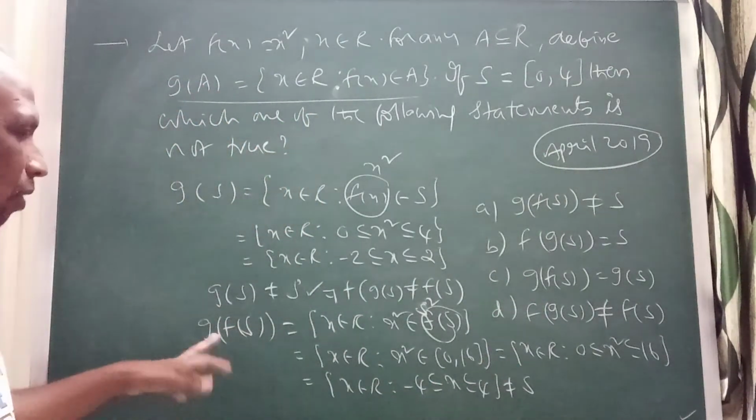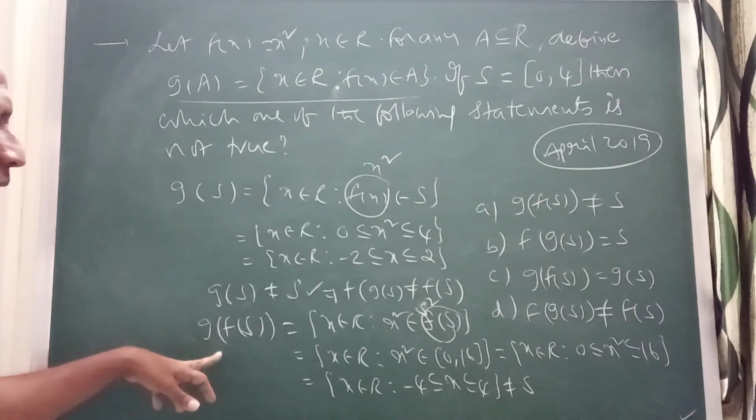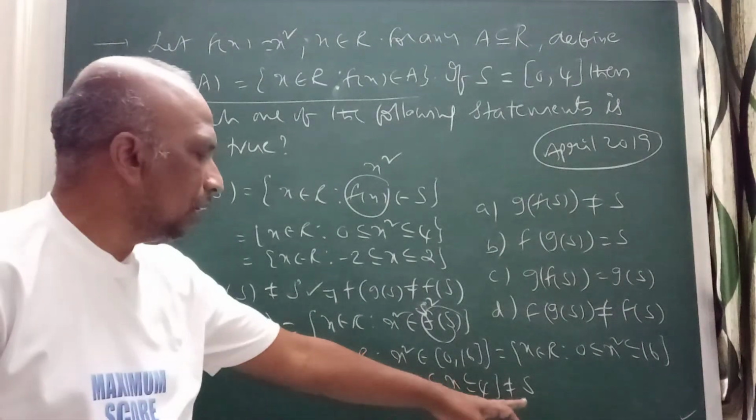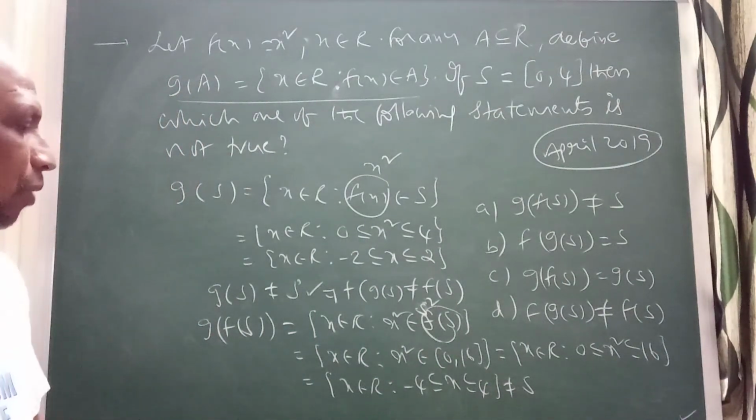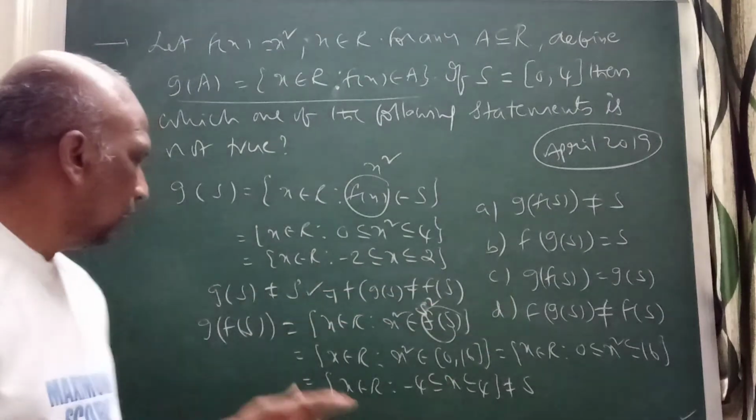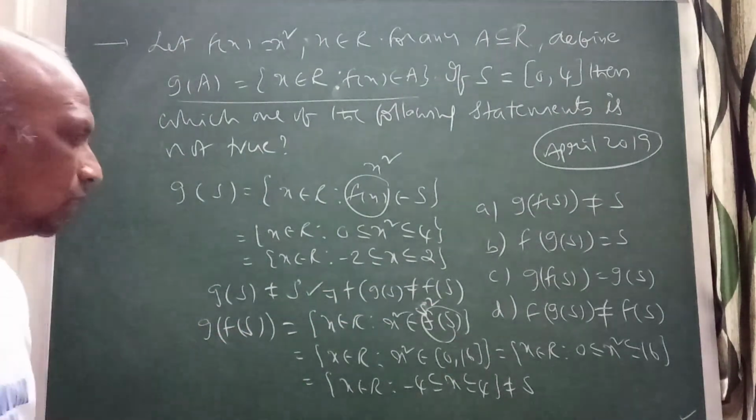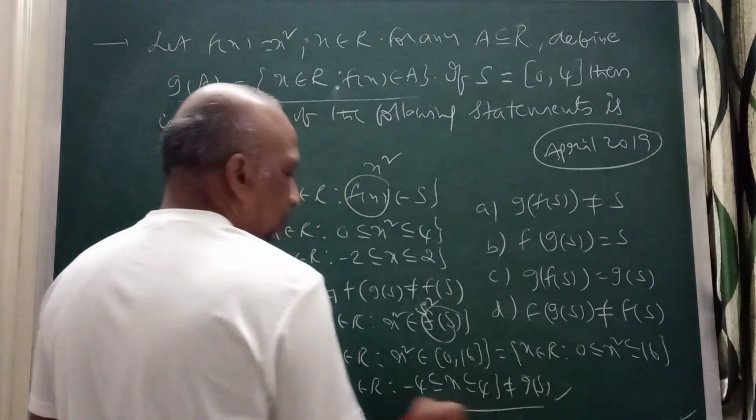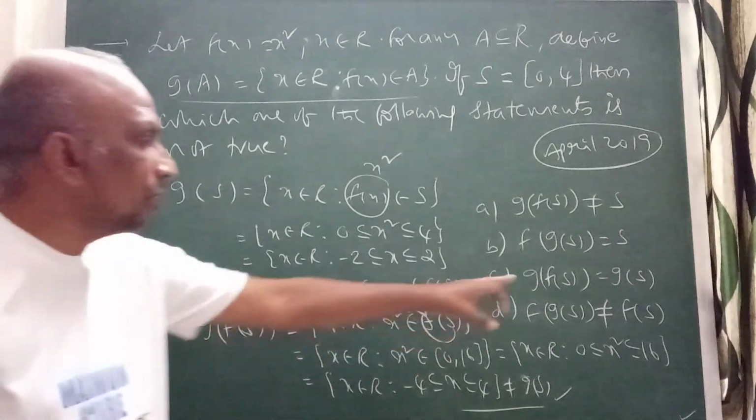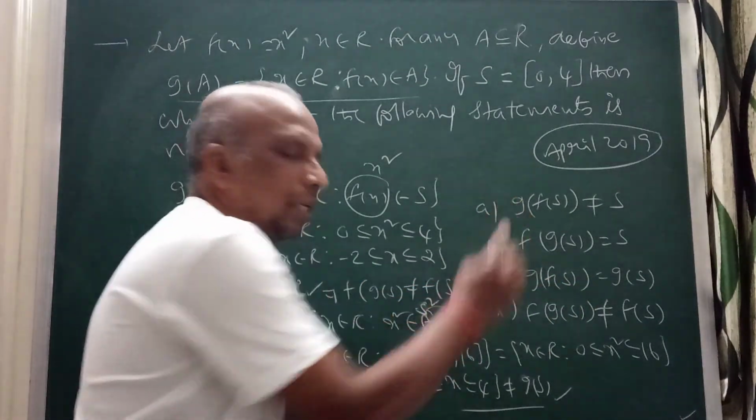I have taken only g of f of s. You apply this one. Definitely this is not equal to g of s. So here we are getting g of f of s not equal to g of s. I am getting here, this is not equal to g of s. Not equal to g of s means, but we have been given equal. So this is incorrect. So this option is incorrect.